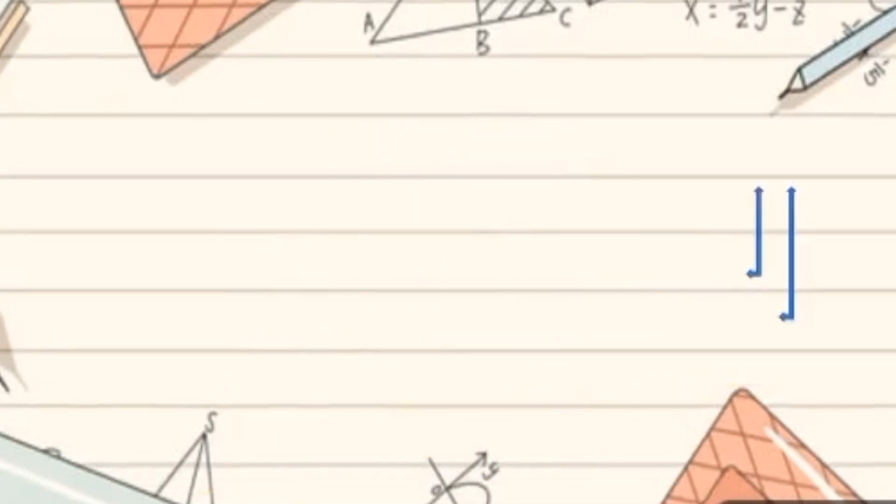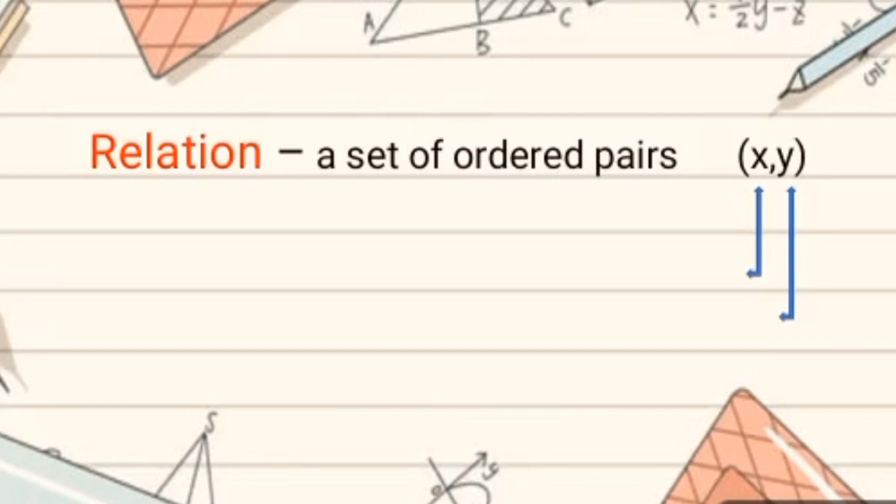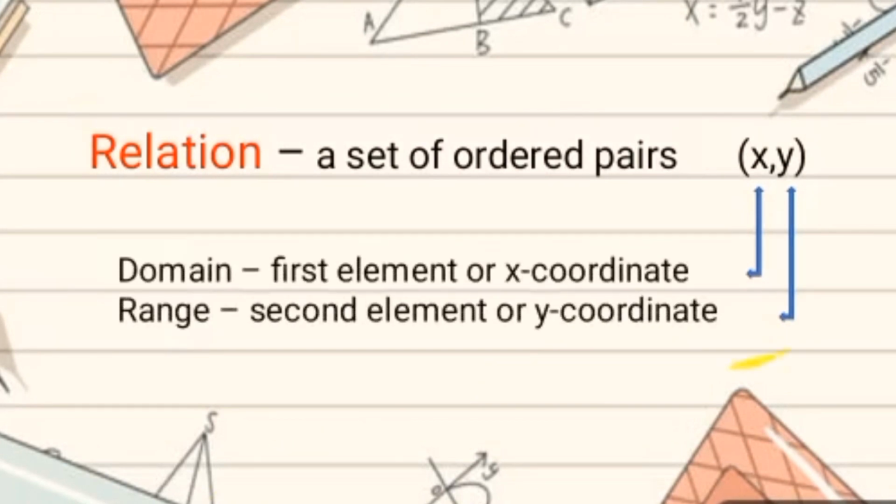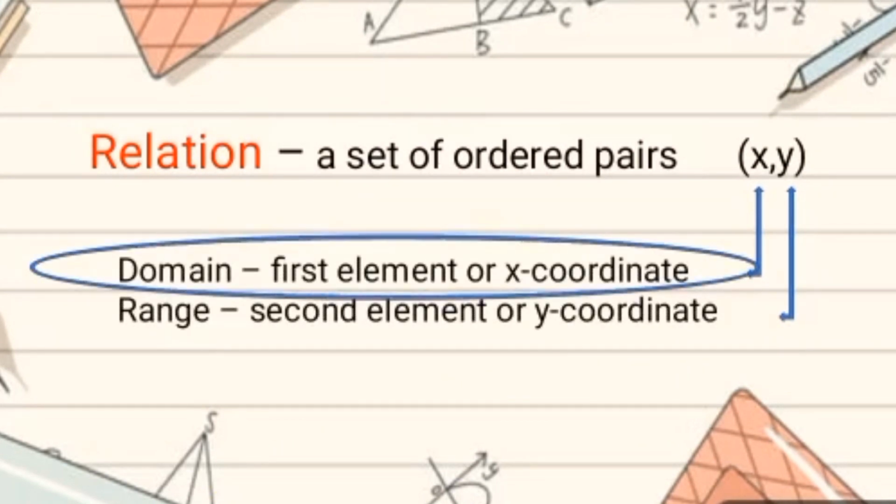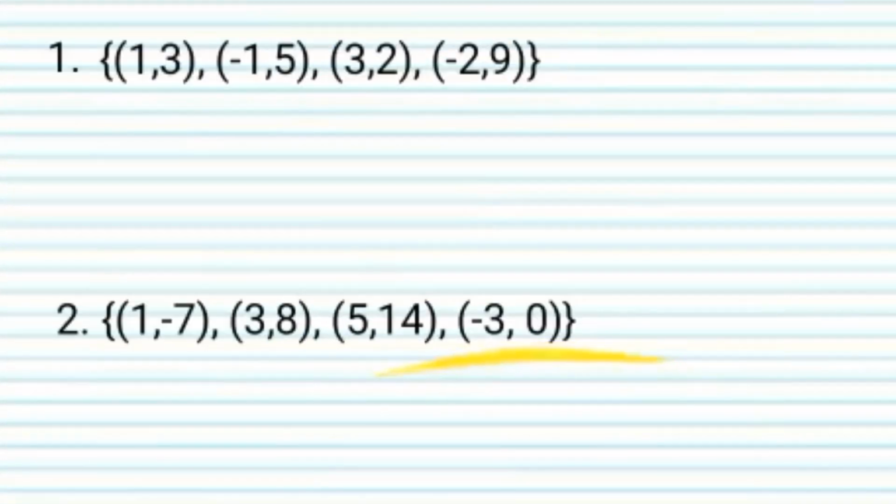In determining a function in an ordered pair, we must simply look at the first element, or the domain, of the set. The domain must be unique from one another in a given set. Thus, we must always focus on the domain of the given set for us to easily determine whether it is a function or not. And now let's proceed to the examples.